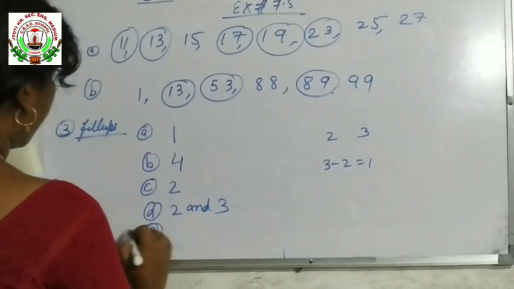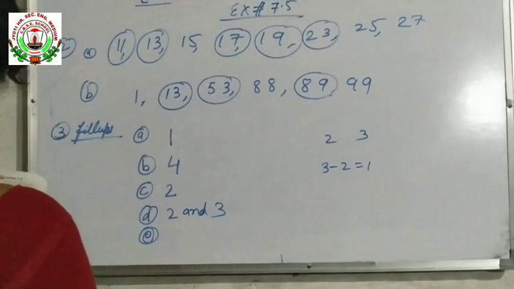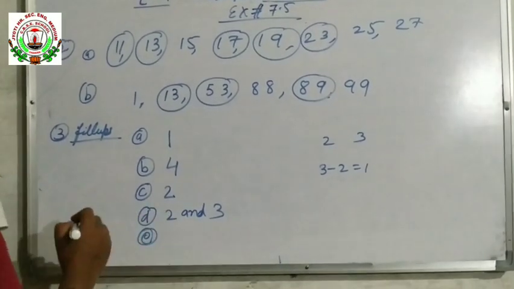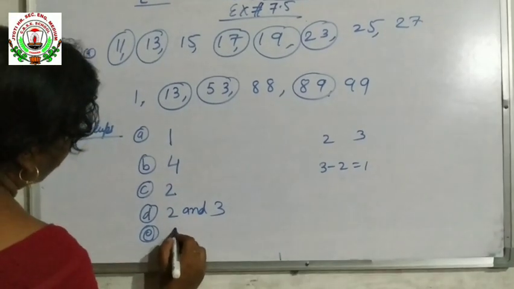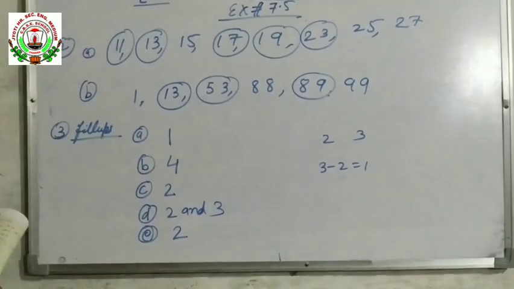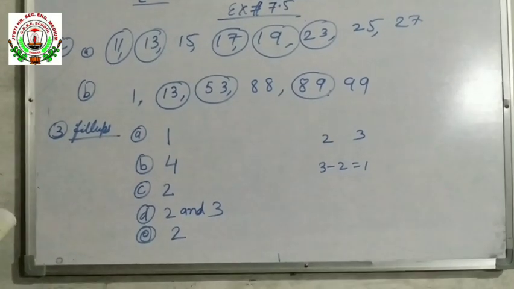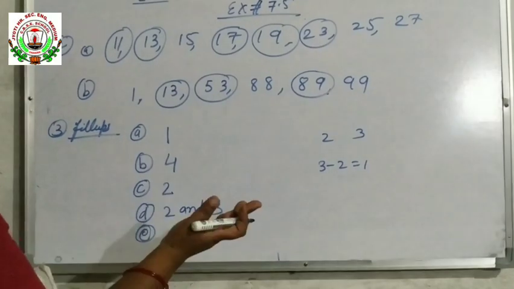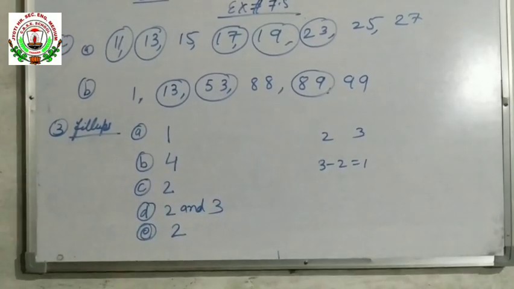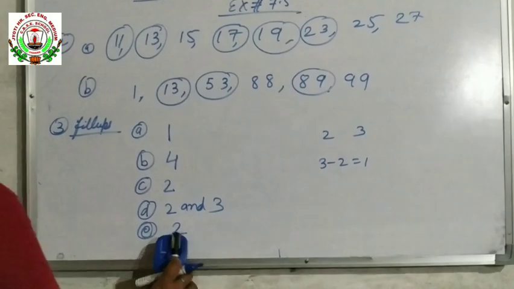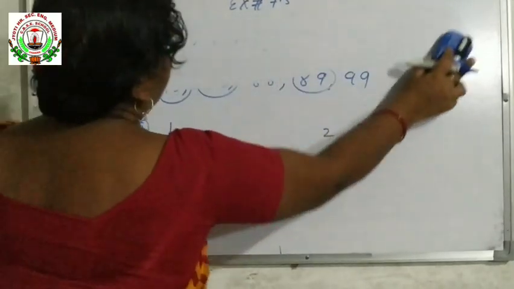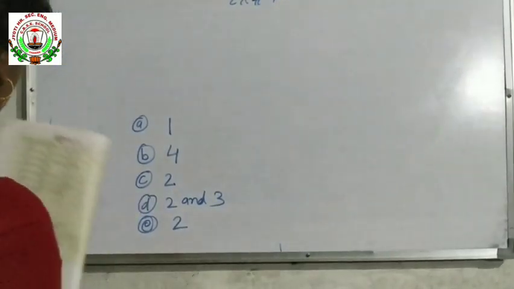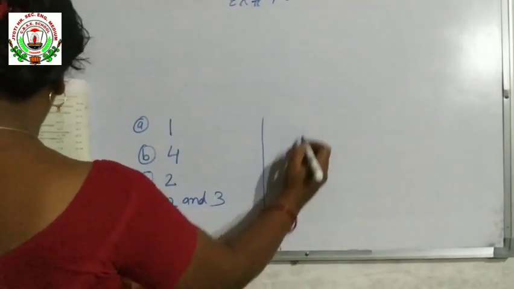Understood? Now number E. Every prime number except 2 is odd. Every prime number except 2 is odd, means 2 is an even number and all the other numbers 3, 5, 7 are odd numbers. Only 2, when you leave 2, all the numbers are odd numbers. Only 2 is not an odd number. Understood?